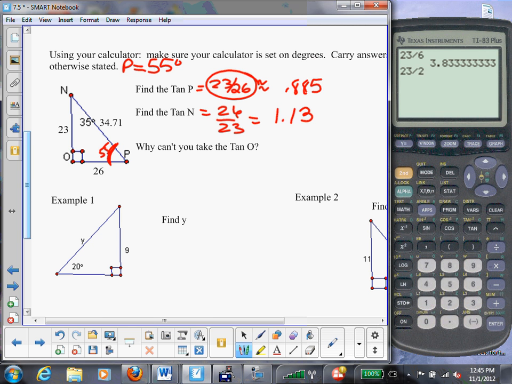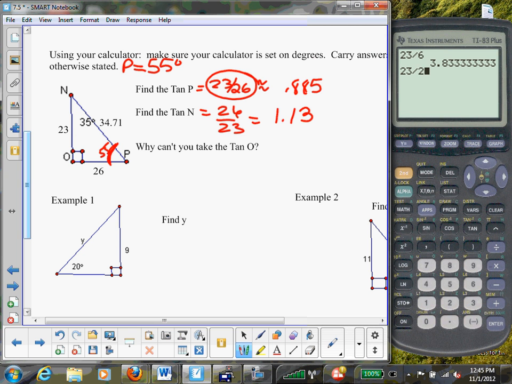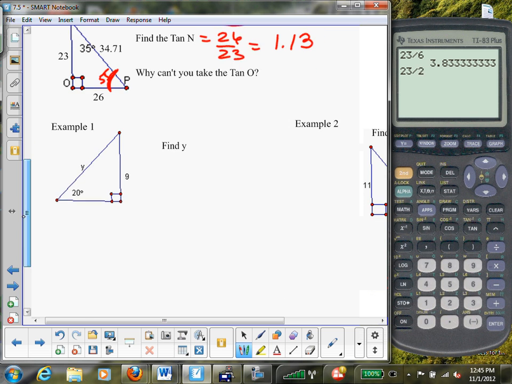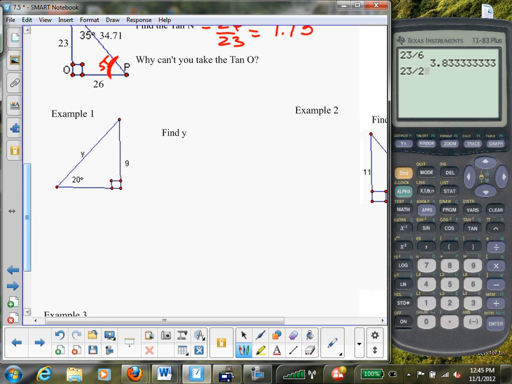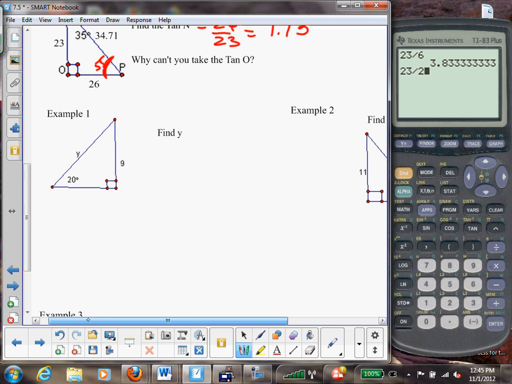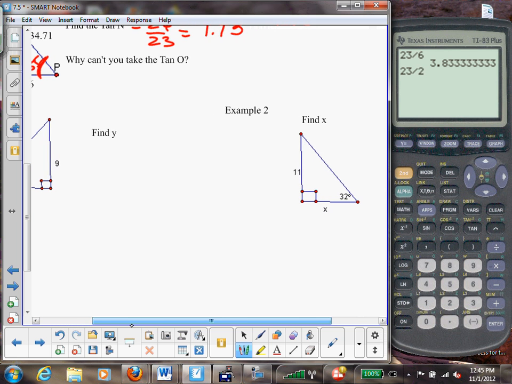We have too many choices, right? And they're not going to give us the same answer. So you just can't take the tangent of a right angle. You can't currently take the sine or the cosine of a right angle either. Okay. I'll show you in a second.